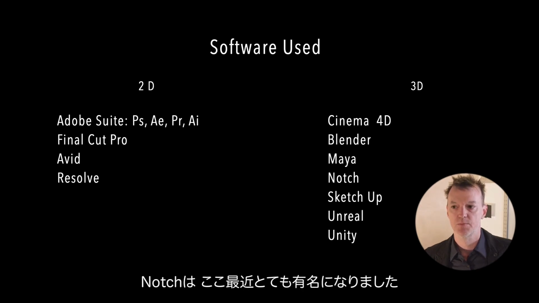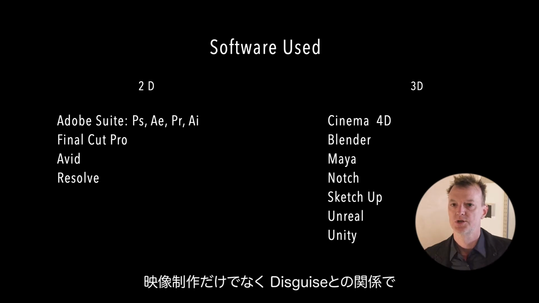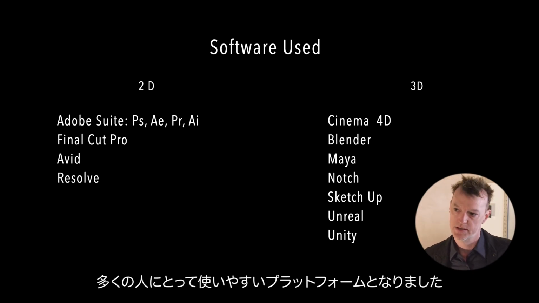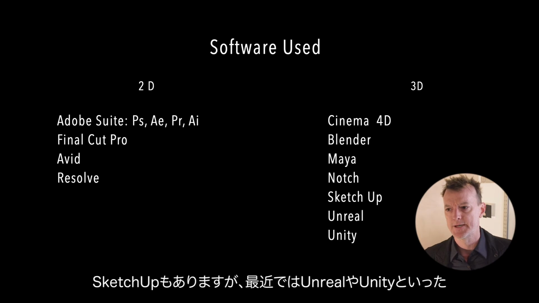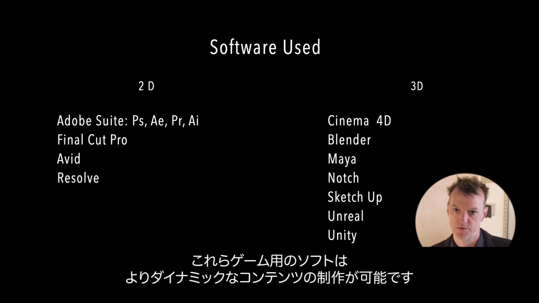Notch has become a much more frequently used piece of software, and a lot of that has to do with its direct relationship to the Disguise media servers. So not only is it a useful tool for content creation in and of itself, but the way it speaks to Disguise makes it a very powerful tool for quick and easy workflow back and forth between those two platforms. SketchUp can be used, and then more recently people are turning to gaming engines to create 3D environments like Unreal and Unity. And these are also very powerful tools that can make huge impacts on content development.